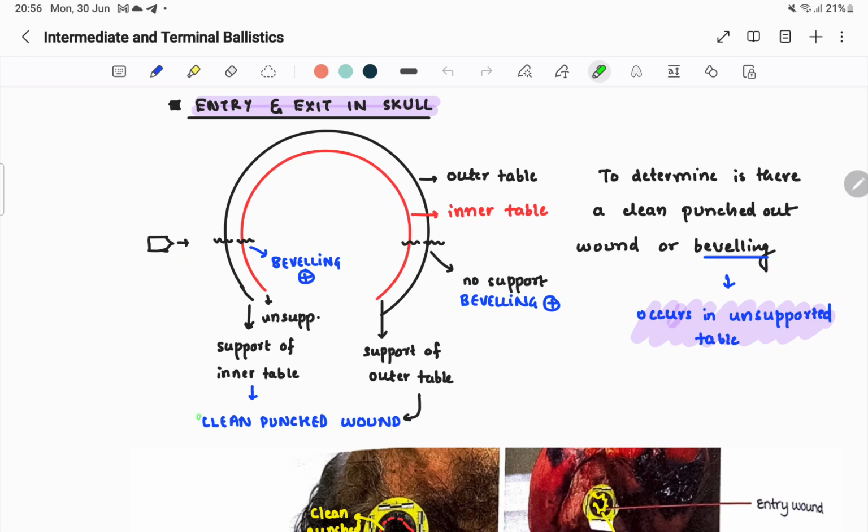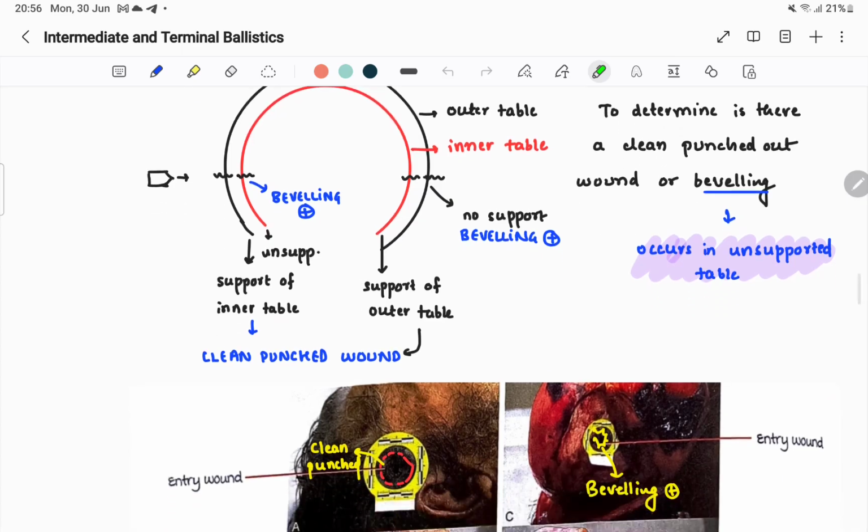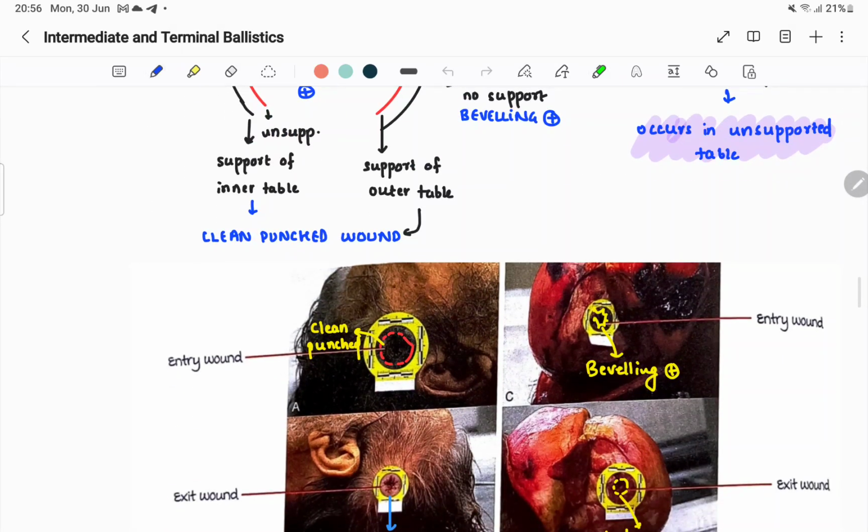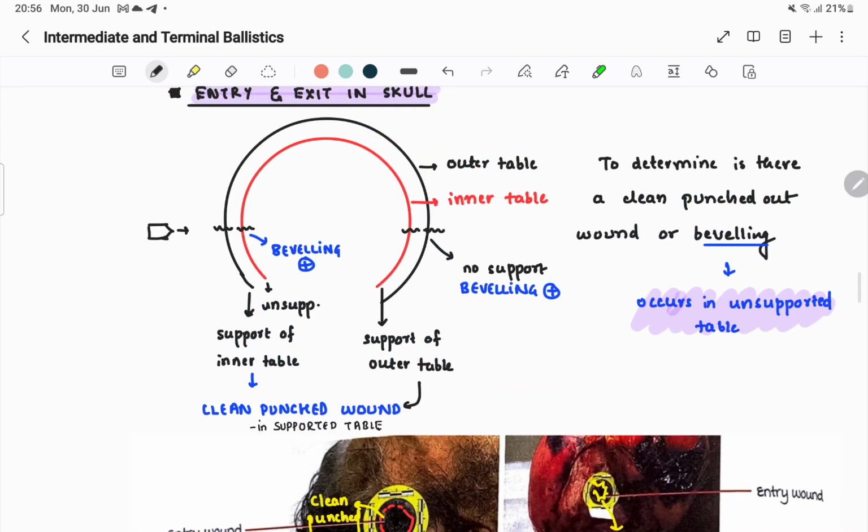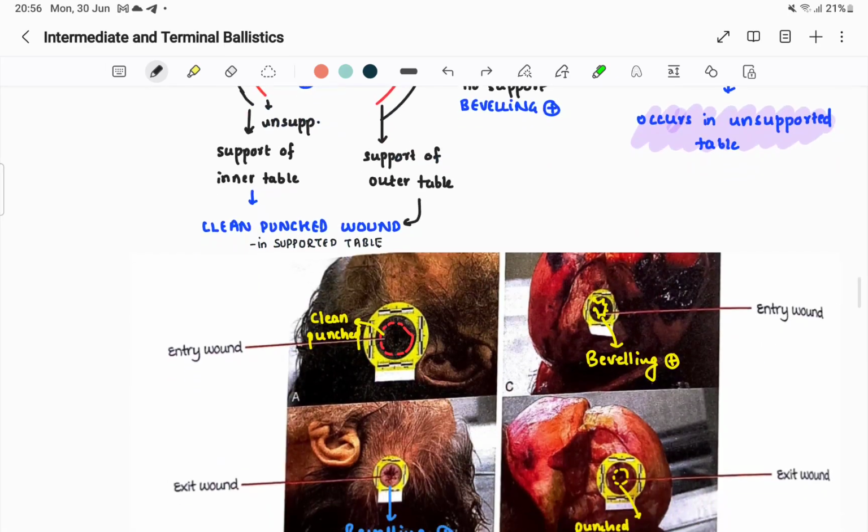So in an entry wound, where is the clean punched wound? Which is the supported table. So a clean punched wound will be seen in the supported table. Which is the supported table here? The supported table is the outer table, right? Because it is getting the support of the inner table. And in an exit wound, which is the supported table? Inner table. So the inner table of exit and the outer table of entry will have a clean punched wound, okay.